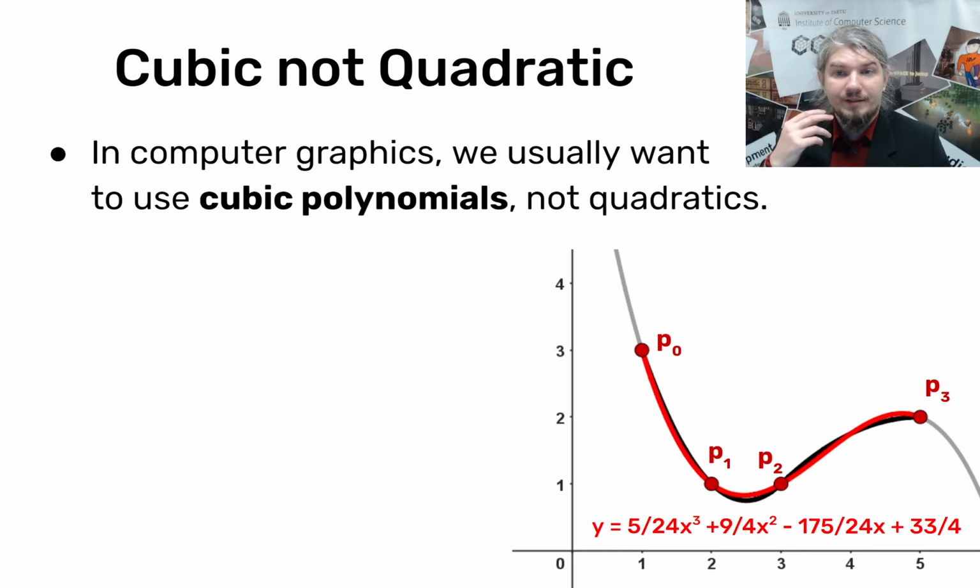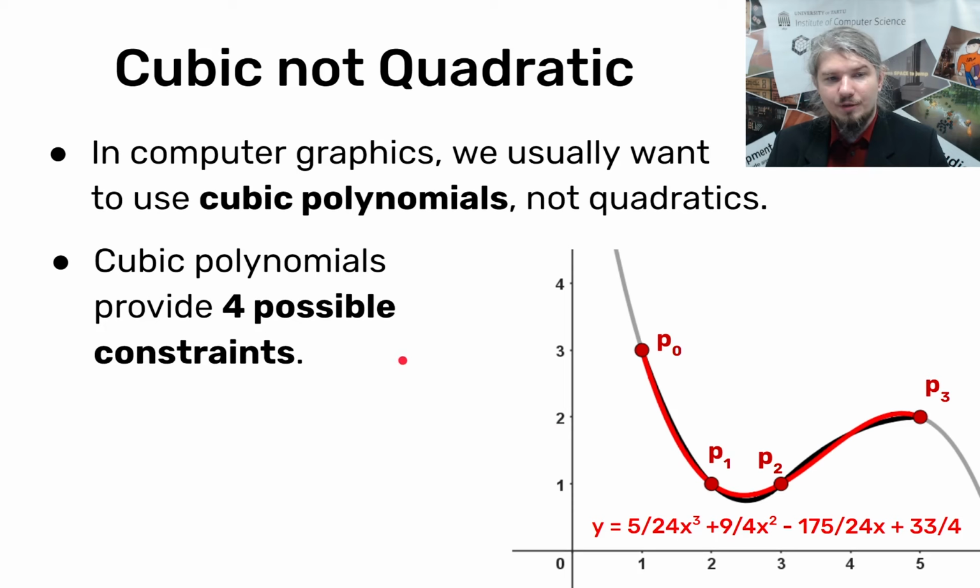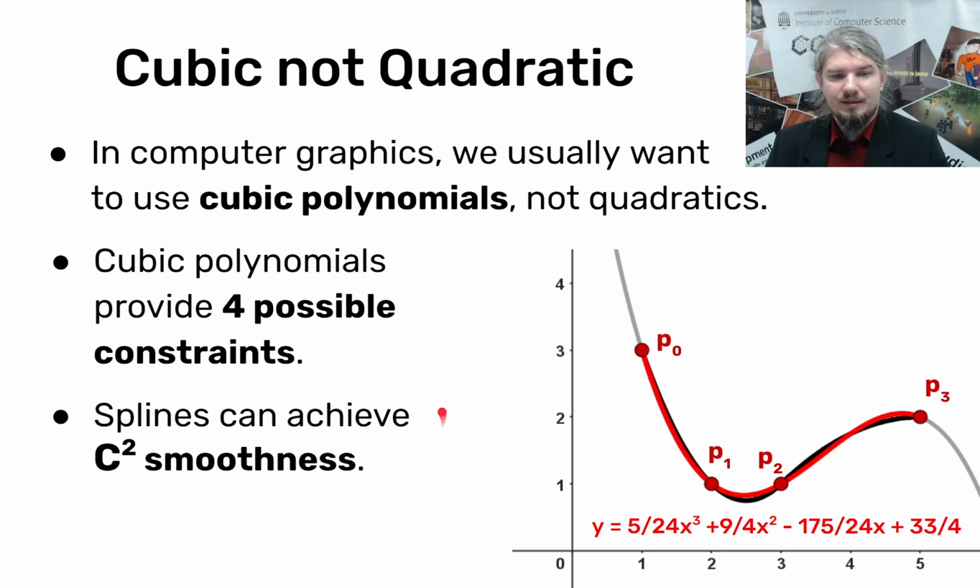Now in computer graphics, we usually want to use cubic polynomials, not quadratics, because then we have 4 constraints, and 4 constraints are usually enough. For example, we could have 2 constraints for the position and 2 for the derivatives at these locations. And we can also construct neat splines that join together smoothly, because cubic polynomials provide 4 constraints. Splines can achieve C2 smoothness. With quadratic polynomials, that will not be generally possible.